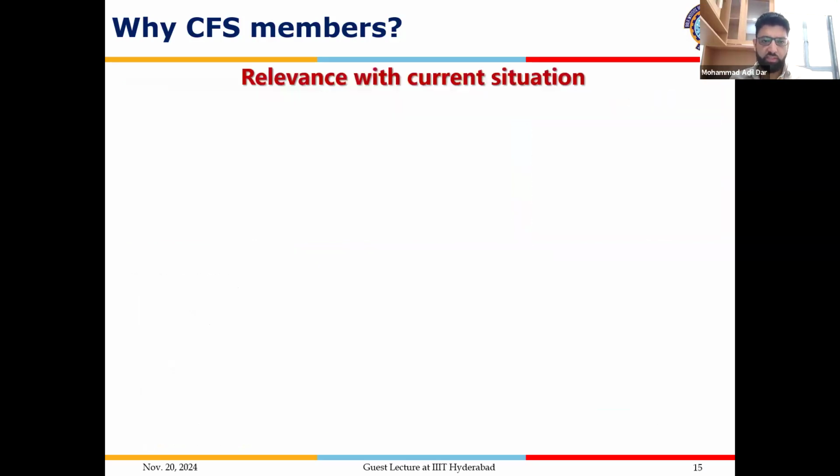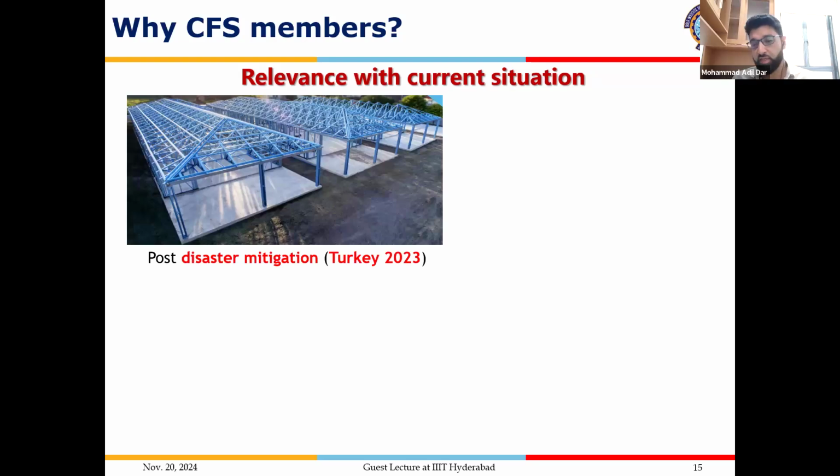Now, I would like to discuss its relevance with reference to the current situation. If I look at post-disaster mitigation, take the example of Turkey: in 2023, a major earthquake struck Turkey, bringing devastation to the entire region. So we had survivors, and for survivors, we needed robust infrastructure. Cold formed steel is apt for taking such challenges head on.